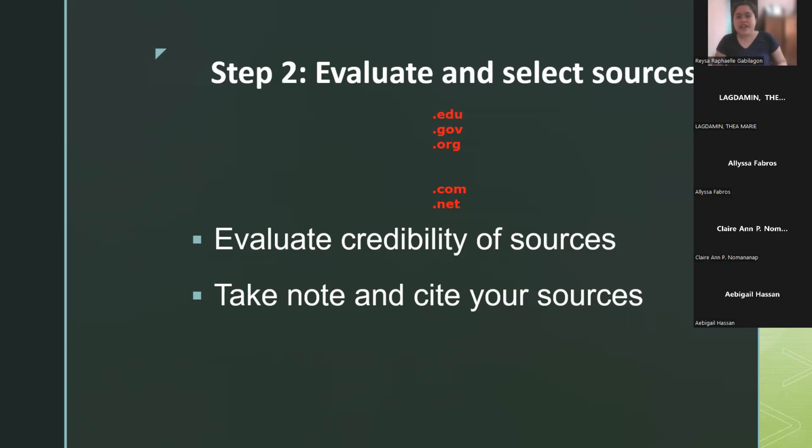site. Okay? Now, after evaluating the credibility of your sources, you have to take note of the information about your source to properly cite them. So you need to take note of the name of the author, the year of publication, the title of the article, and so on. Okay, you need to take note of those so that our parenthetical citation and our bibliography or references will be properly done.